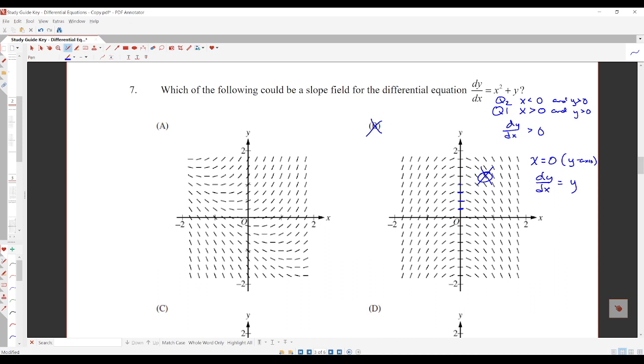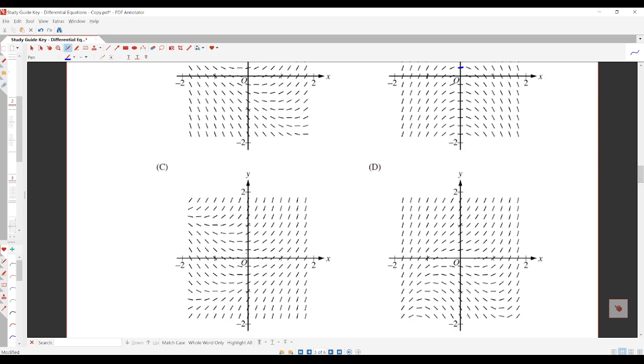A, look, as we go up, those slopes increase. So A looks good so far. C down here looks good. It's doing the same thing. And D is doing the same thing. Now, if we look at C here, though, if y is negative, those slopes should be negative, and they're not. So right down here, we should want dy/dx to be less than 0, since y is less than 0, and it's not. So C is out.